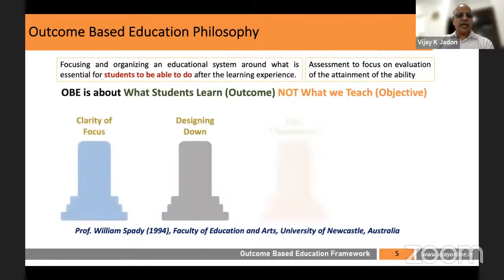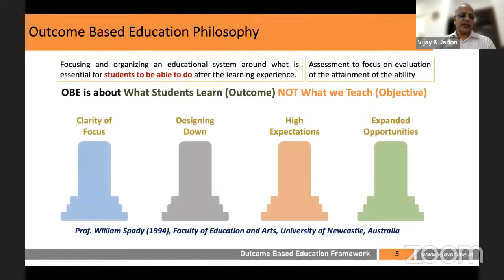There are four parameters, four pillars, of outcome-based education. First is clarity of focus. It means that everything the teacher does must be clearly focused on what they want the student to know. Student to know, not only know, but to understand and be able to do after this learning experience. So that is what clarity of focus is.